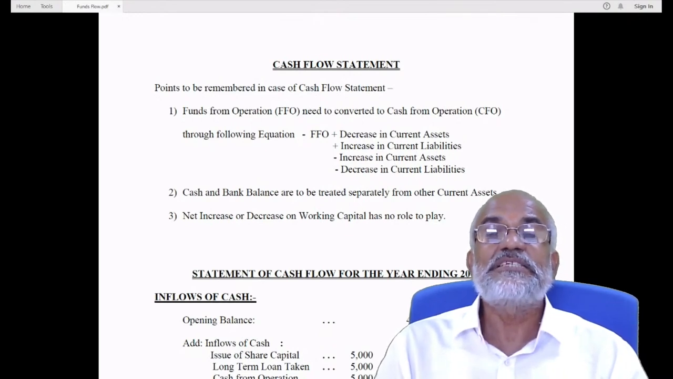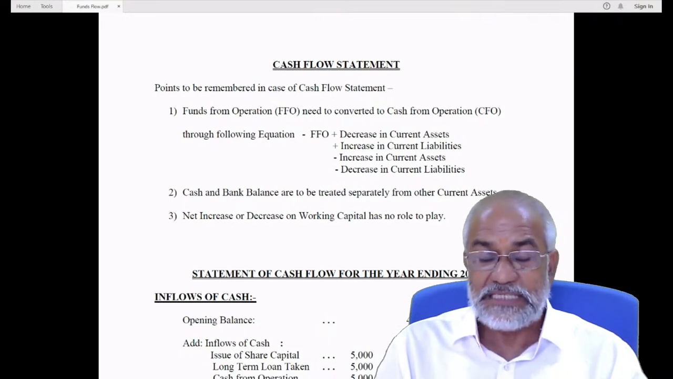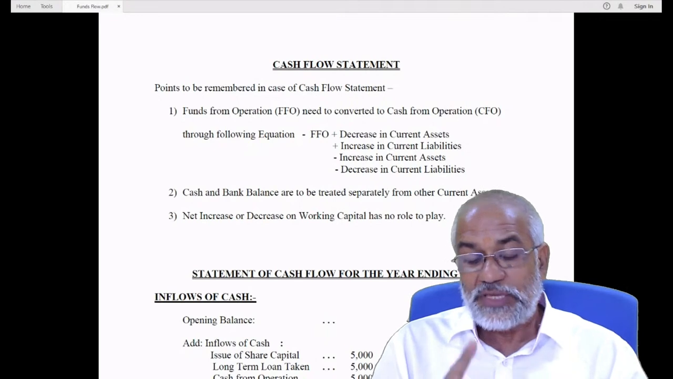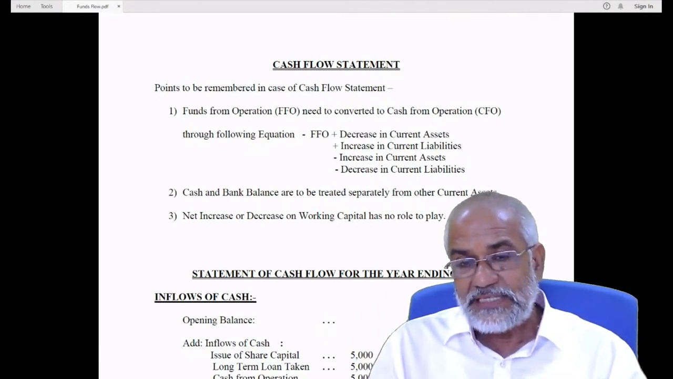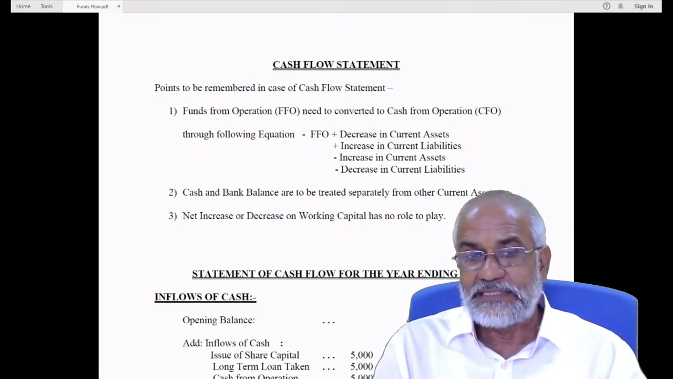So cash from operation is equal to funds from operation plus decrease in current assets plus increase in current liability minus increase in current assets and decrease in current liability. So cash from operation would be an inflow of cash, and cash lost in operation would be an outflow of cash. This is the first item to be remembered while converting the funds flow statement to the cash flow statement.